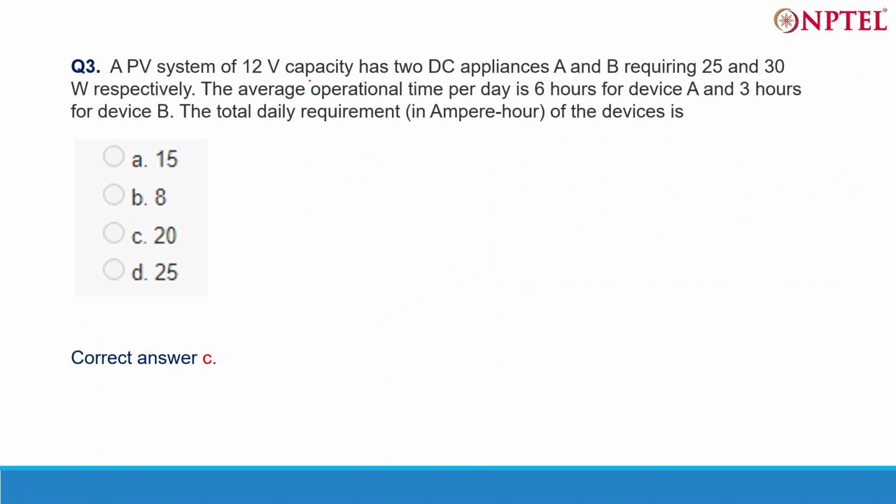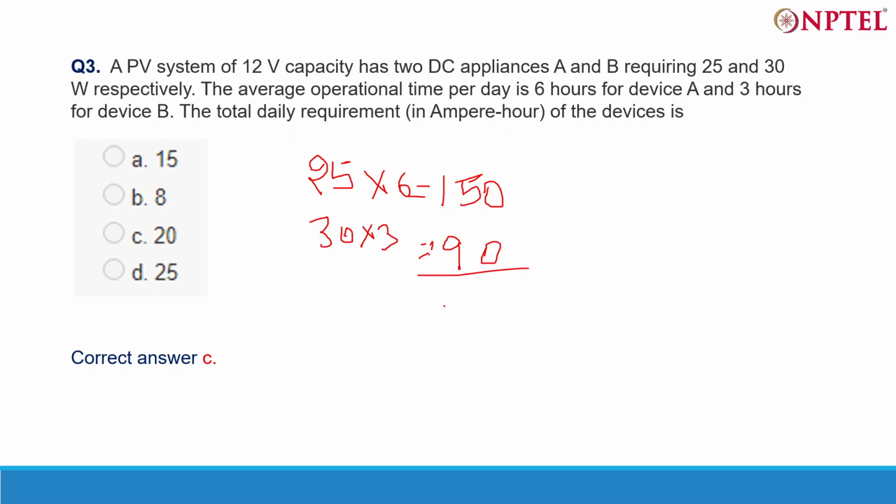Question 3: a PV system of 12 watt capacity with two DC appliances of 25 and 30 watt respectively. The average operation time is 6 hours for one device and 3 hours for the other. Find the total daily requirement in watt hour of these devices. Simple: one device is 25 times 6 hours, that is 150. The second device is 30 running for 3 hours, that is 90. Total 240.